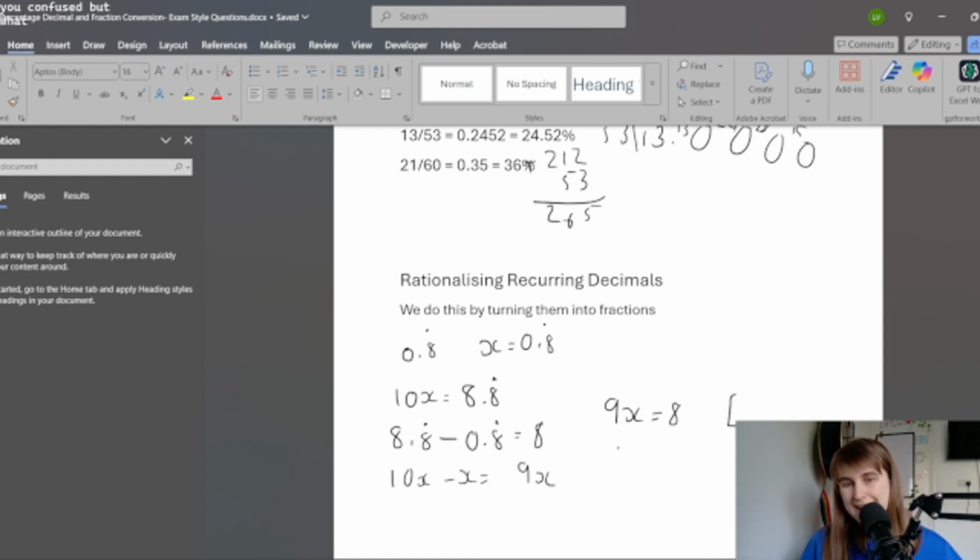But what I do here, just to get x on its own, which is what I want, is I divide by 9. I'm going to write that like this: 8 divided by 9, 8 ninths. So 8 ninths is the answer.